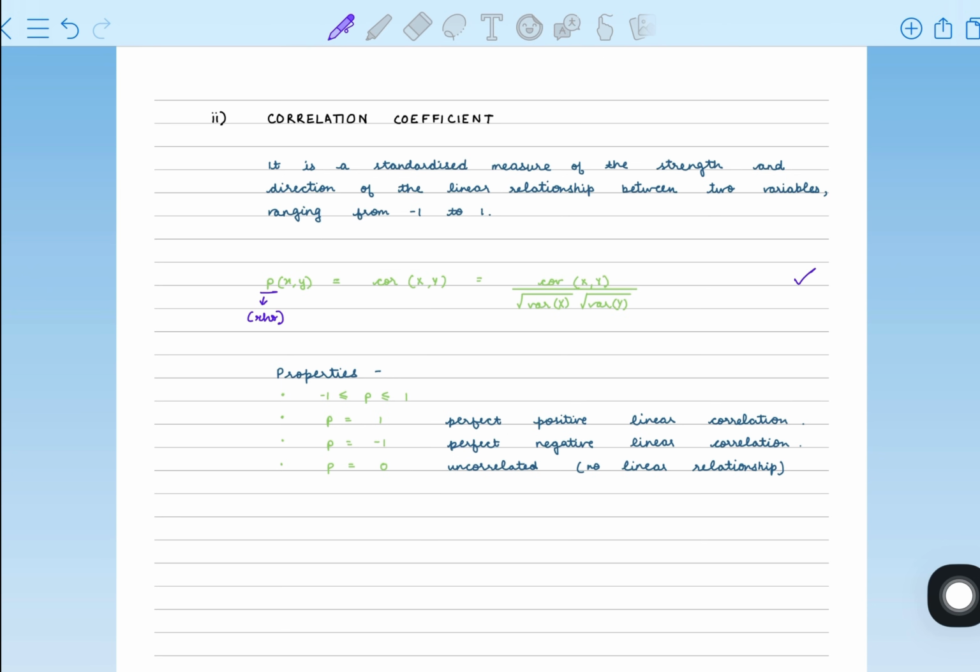The most important property being that the coefficient of correlation lies between -1 and 1, both of these values being included. When rho is equal to 1, it indicates a perfect positive linear correlation. When rho is equal to -1, it indicates a perfect negative linear correlation. And when rho is equal to 0, we can say that there is no linear relationship between the variables, or that the variables are uncorrelated.